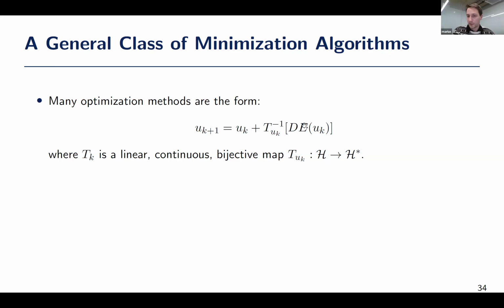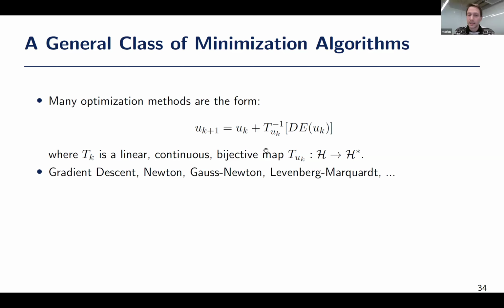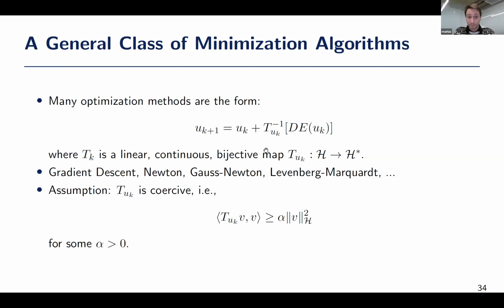So what I showed you so far is typically of this form, on function space. You have the Fréchet derivative, which is something you can compute by hand. And then you have a linear map that goes from the Hilbert space to its dual that you need to invert. It depends on where your iterate is. So this is how your typical iteration looks, and this generalizes, or encompasses, all of what I've shown you: gradient descent, Newton, Gauss-Newton, Levenberg-Marquardt.